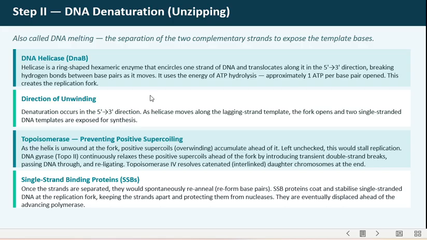So the second player is topoisomerase again. This one prevents positive supercoiling. Now, as we discuss supercoiling, we'll come across positive and negative supercoiling. Here we are looking at the positive supercoiling. Why? Because as the helix unwinds at the fork, we expect an accumulation of supercoils. So we have positive supercoils that accumulate ahead of this fork.